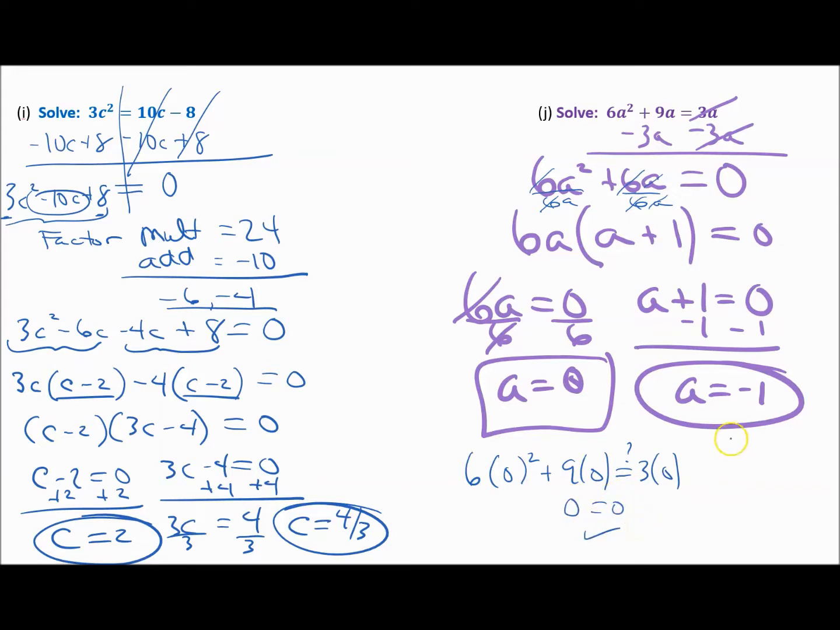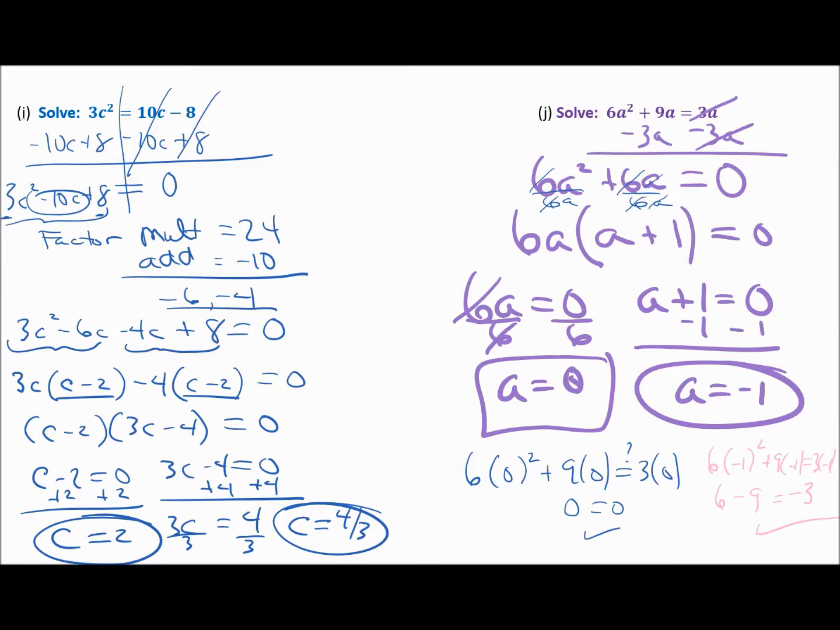If I check negative 1, I'm going to do this in a different color. I've got 6 times negative 1 squared plus 9 times negative 1. Is that equal to 3 times negative 1? Well, negative 1 squared is 1. 6 times 1 is 6. 9 times negative 1 is negative 9. 3 times negative 1 on the other side of the equation is negative 3. Is 6 minus 9 equal to negative 3? Yes, it sure is. So it always helps, if nothing else, to build your confidence to know you got it right if you check it.